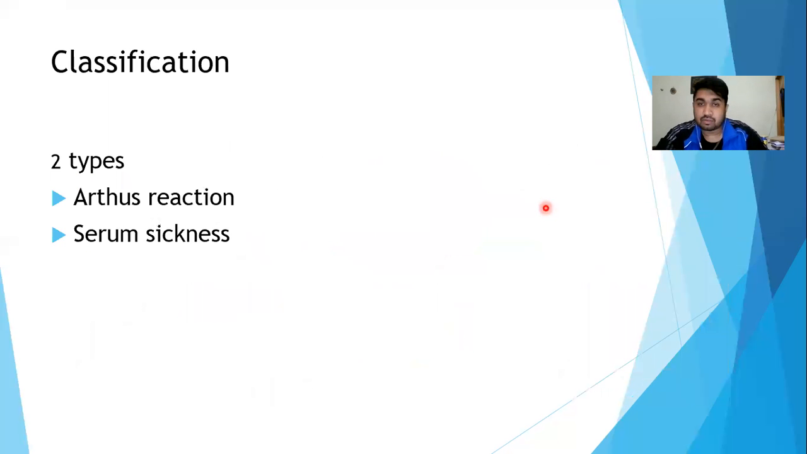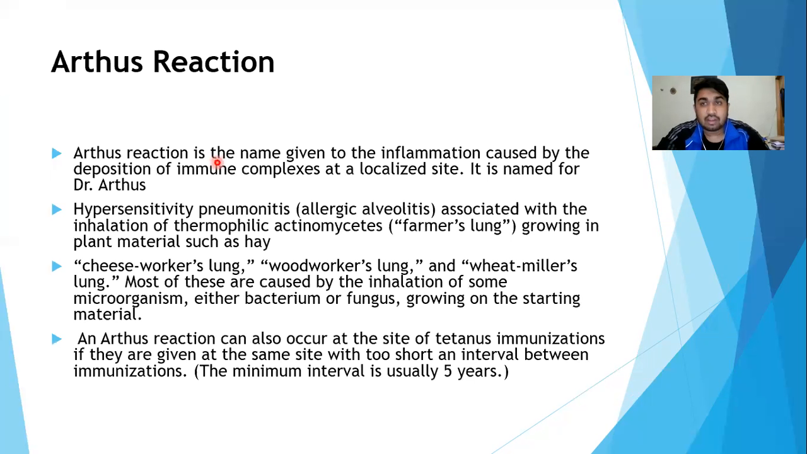Now, type 3 hypersensitivity may be classified into two types. One is the Arthus reaction, and the other one is serum sickness. First, the Arthus reaction. It is named after Dr. Arthus. Here the thing is that the inflammation will occur at a localized site. Remember, in the Arthus reaction, there will be localized inflammation.